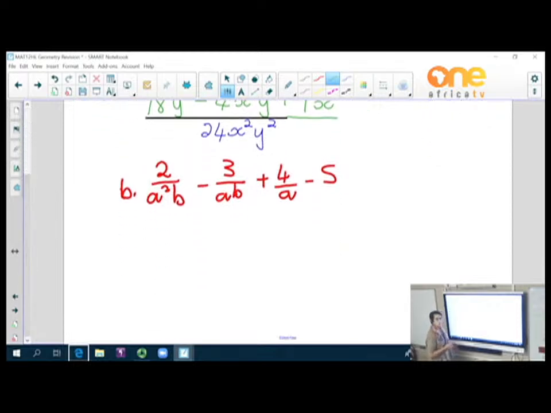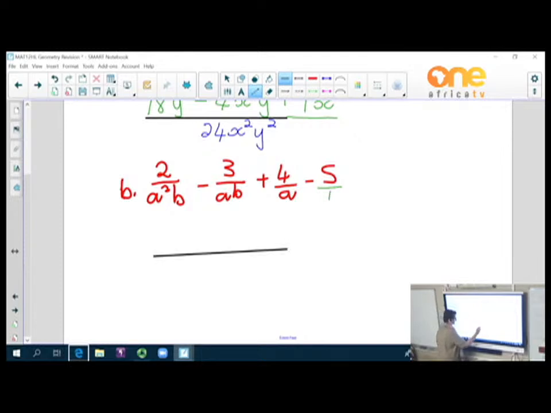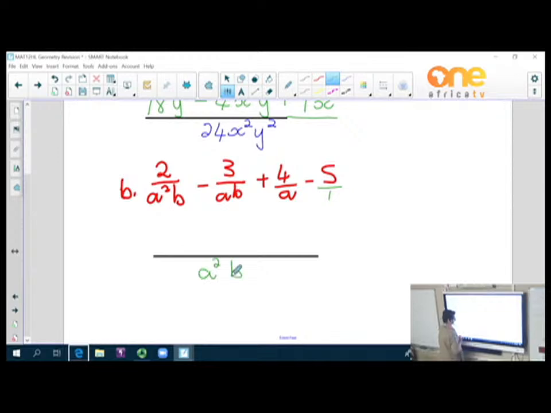Number B is also addition and subtraction. Just look at this one. This is a whole number. You do not take 5 for the LCM because it is a whole number. So the question is now, what is the LCM? I need an a^2 and a b.